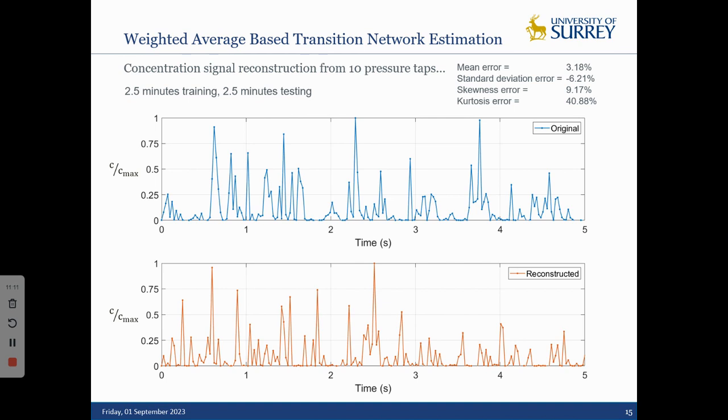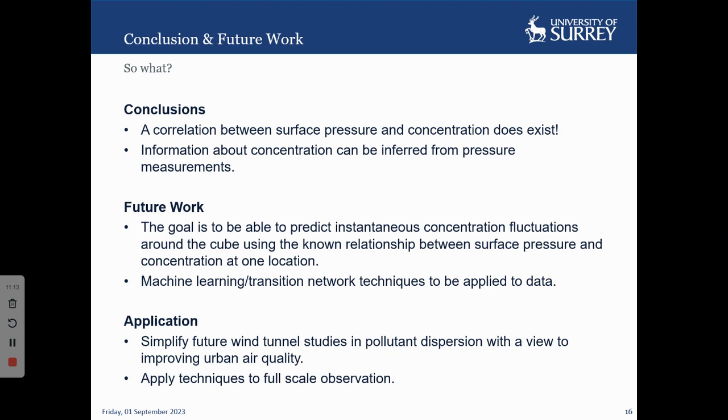So just to bring it to a close, my conclusion so far is that a correlation does exist, and we can infer some information about concentration from pressure measurements, but there's still a long way to go before my final goal, which is to be able to predict instantaneous concentration fluctuations around the cube using that relationship between the pressure everywhere and the concentration in one location.